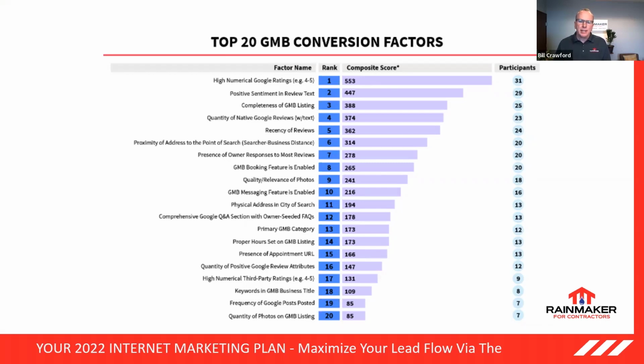Completeness of your GMB listing, quality of native Google reviews with text, recency of reviews. Some contractors I know, they'll get a bunch of reviews, but then they think, oh, I'm good. I'm fine. There's like 40 of them there. I'm good. Recency matters. People want to know what happened in the last 30 days. Because if you got something a year ago or 6 months ago, that crew might not even be with you. They want to know how your company's doing now.